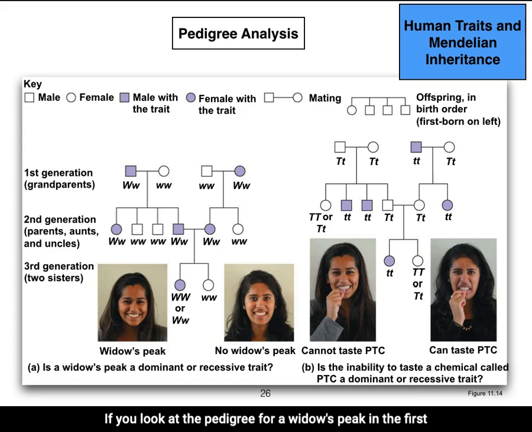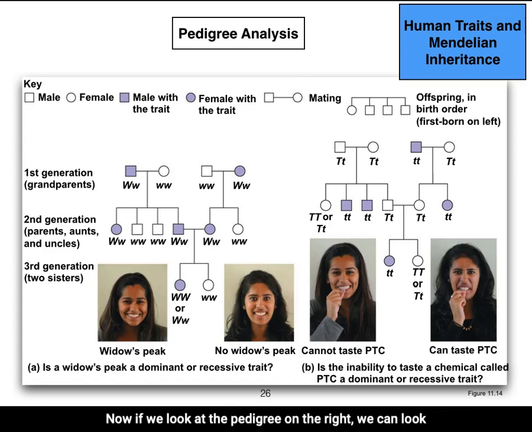If you look at the pedigree for a widow's peak, in the first generation, you see the grandparents. You'll also notice there are two grandparents that carry the trait, a grandfather from one set and a grandmother from the other. The offspring produced from these pairs resulted in several heterozygote individuals with the trait. So as we can see from this pedigree on the left, widow's peak is a dominant trait.